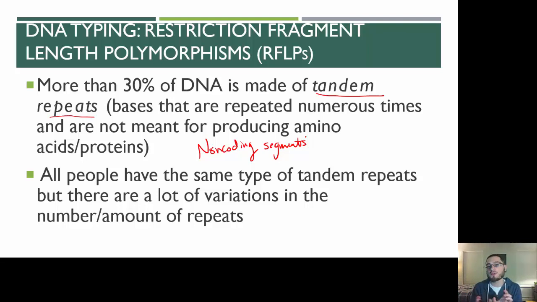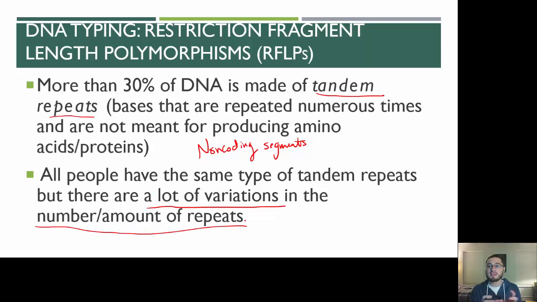The non-coding segments don't really do anything for us per se. They're kind of placeholders for the next gene that is going to code for something, but we're able to use them to compare one DNA to another person's DNA. So we use these tandem repeats, and everyone has different ones, but if we look at the different lengths of them, we can compare different DNA samples. All people have the same type of tandem repeats, but there are a lot of variations in the number or the amount of repeats.